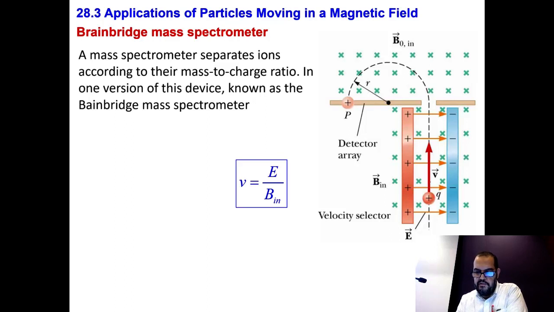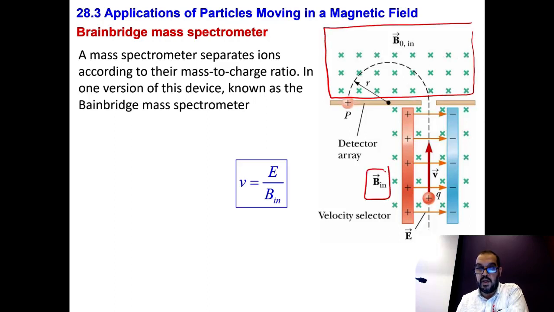Okay, so if V is E over B, the particle will move in a straight path. Then it will enter this region. This region has a constant magnetic field, and you can see that it's not necessarily equal to this one. So it can be different from this magnetic field. When it enters this magnetic field, it will experience a centripetal force, and it will move into a circular or semicircular path in this case. Okay, and it will hit a point P here.